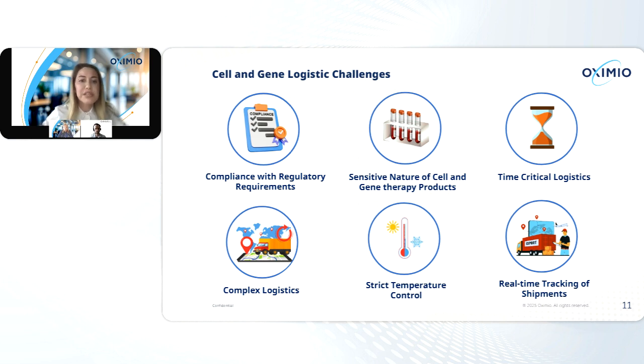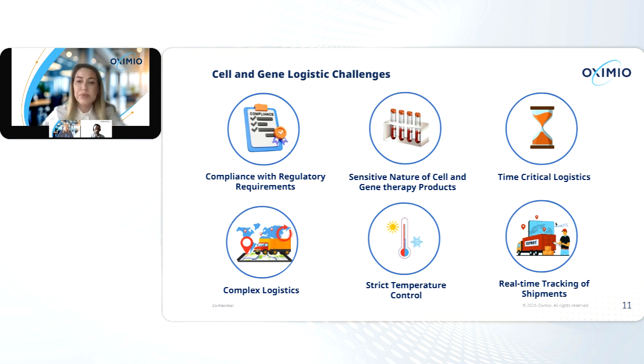From cryogenic conditions to ultra-cold requirements, cell and gene therapy products must be maintained within precise temperature ranges throughout the supply chain. Any fluctuation, even brief, can jeopardize product integrity. Temperature control, storage, and transportation need to be monitored throughout the whole process. Given the stakes, real-time visibility is not negotiable.